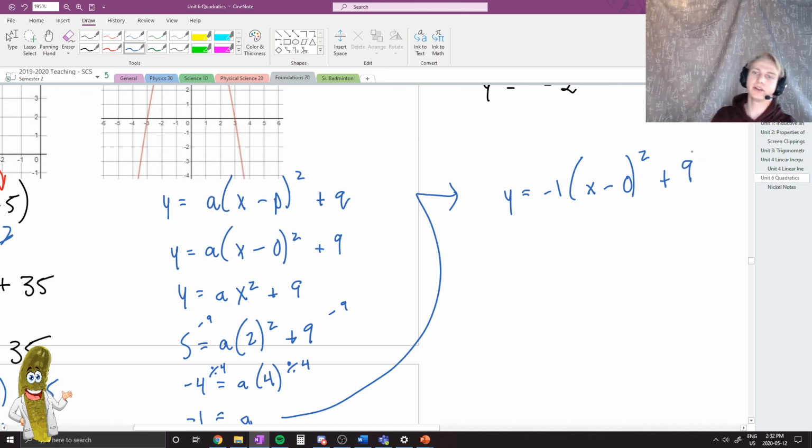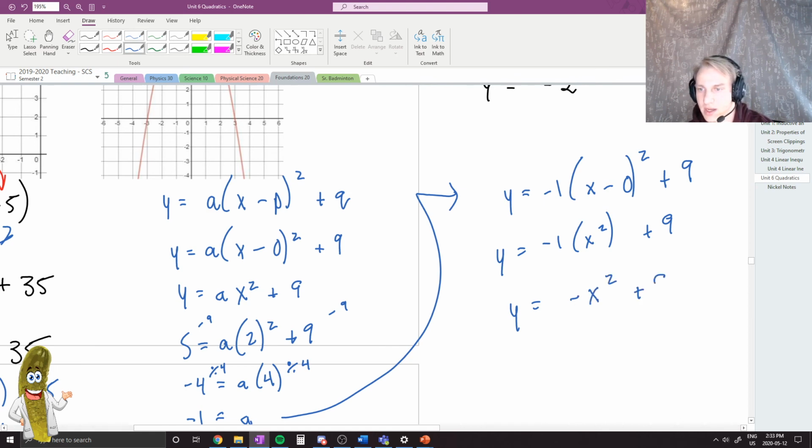And then to get the final formula in standard form, we'd need to go y is equal to negative 1 times x squared plus 9. And we could find out that this graph is negative x squared plus 9. And that's the final answer for that one there.